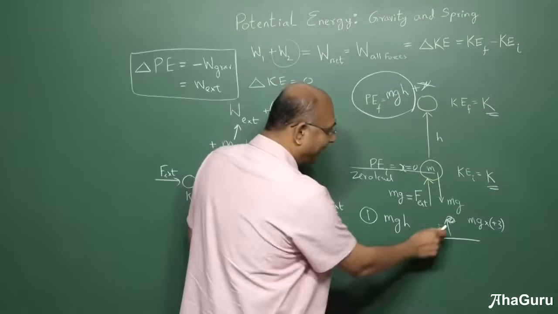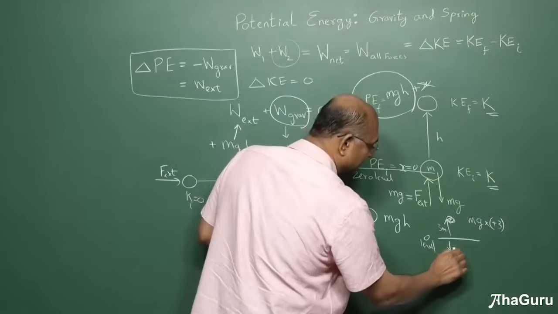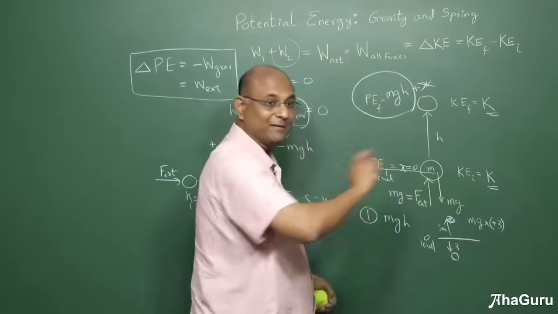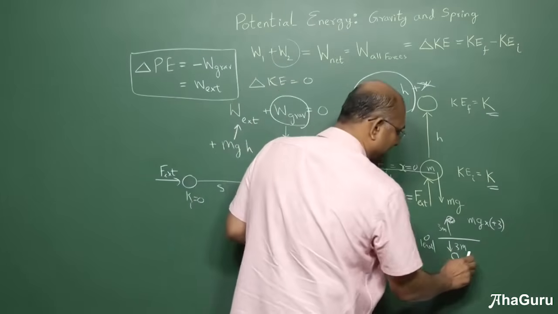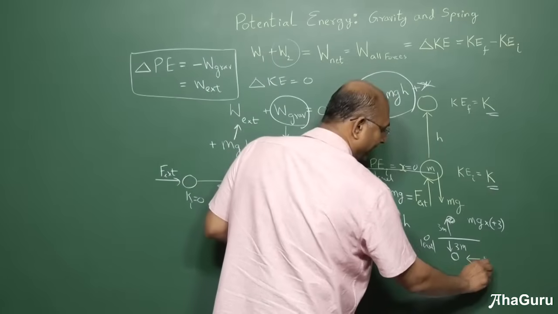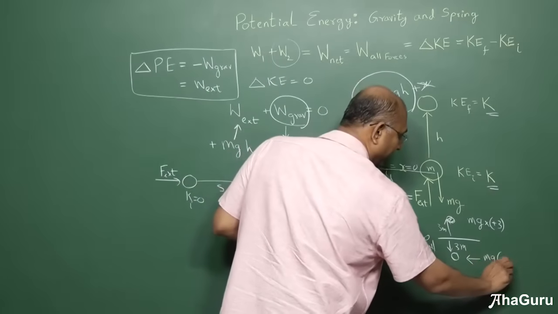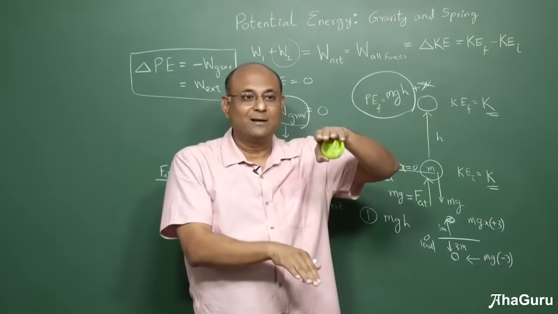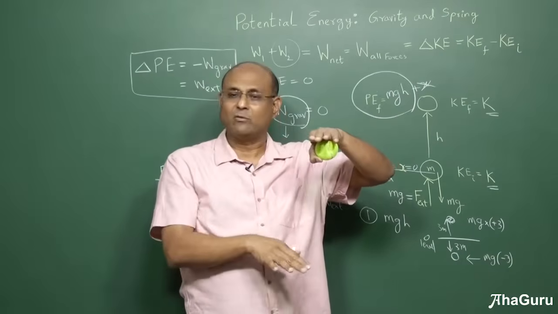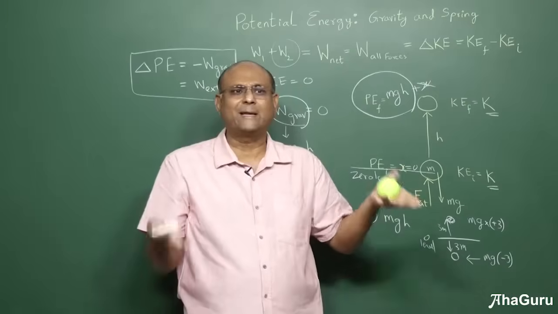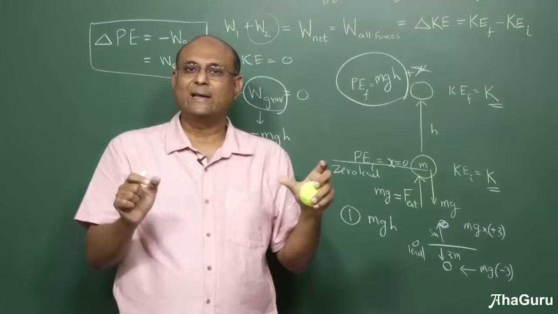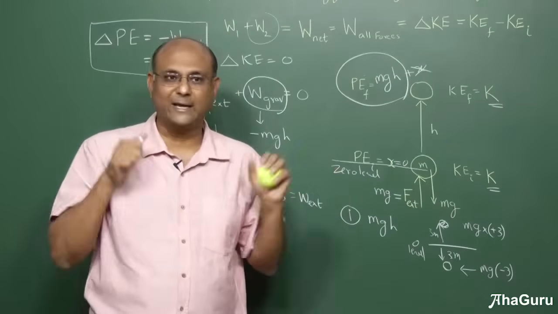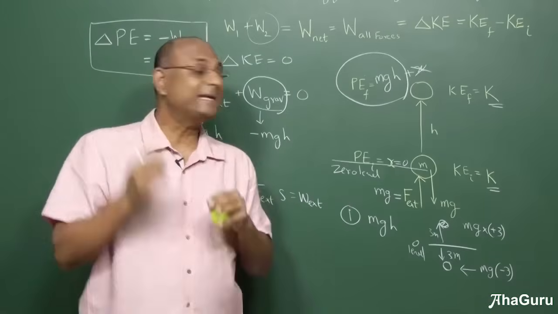Okay. But if I had this object 3 meters down below the zero level, then potential energy here should be m into g into minus 3. So when you're going below the zero level, potential energy is negative. How can energy be negative? Absolutely no problem. It can be. It's a wrong idea that potential energy or energy cannot be negative. What matters is actually change in energy.